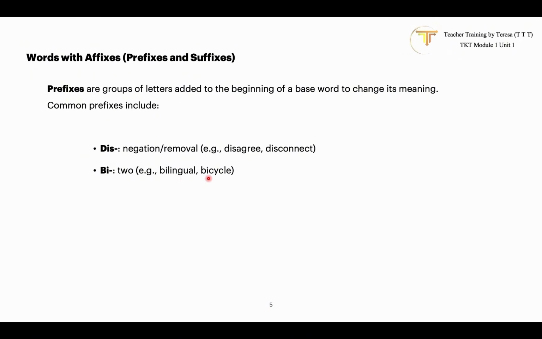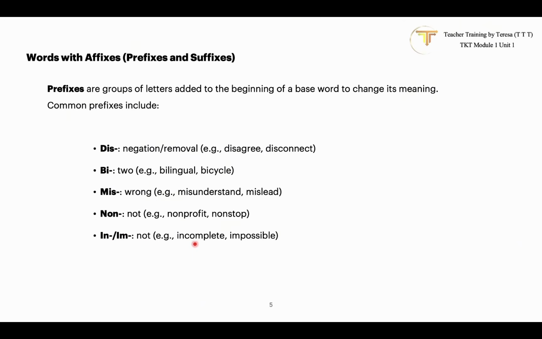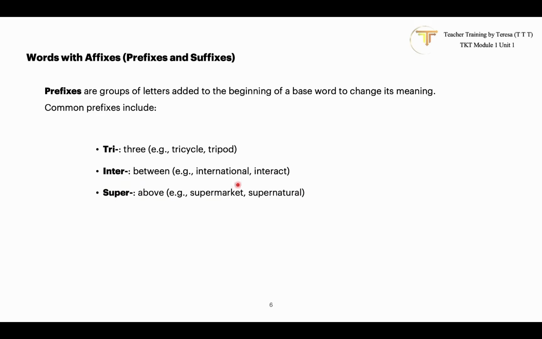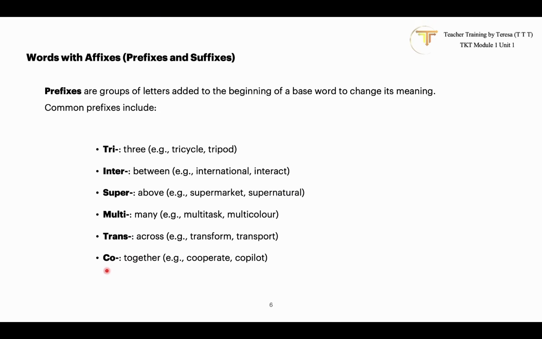bi, two: bilingual, bicycle; mis, wrong: misunderstand, mislead; non, not: non-profit, non-stop; in or im, not: incomplete, impossible; tri, three: tricycle, tripod; inter, between: international, interact; super, above: supermarket, supernatural; multi, many: multitask, multicolor; trans, across: transform, transport; co, together: cooperate, co-pilot.